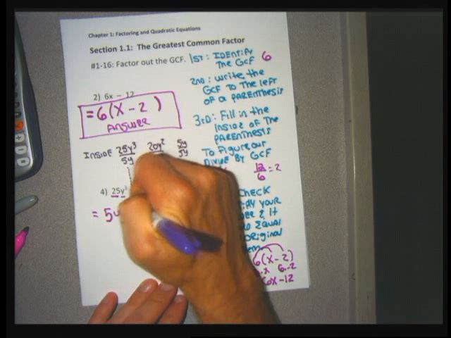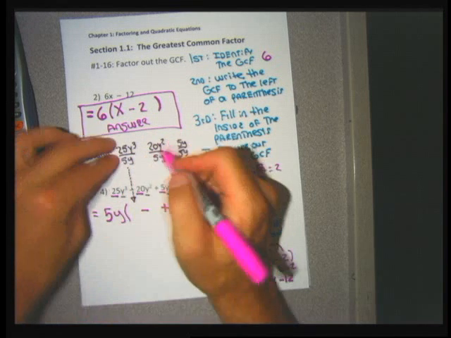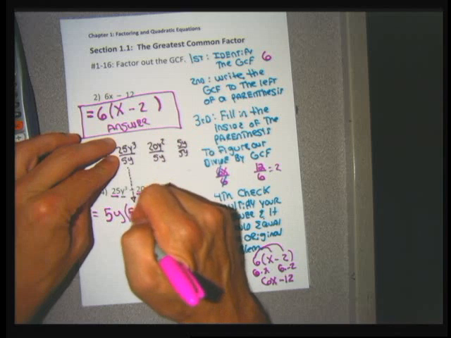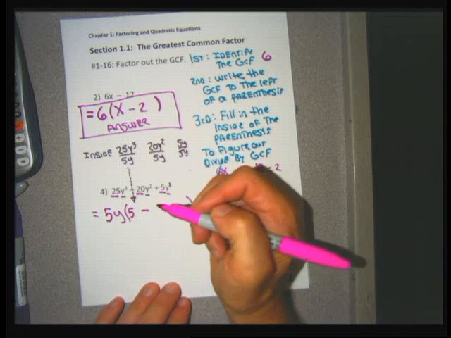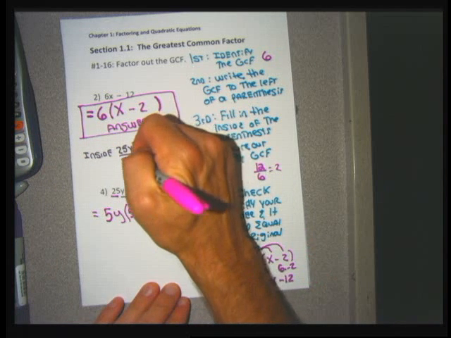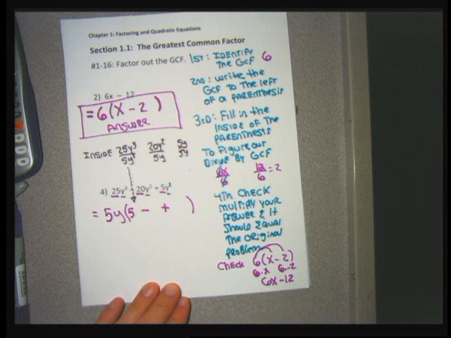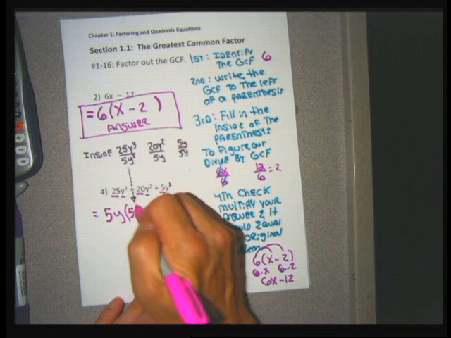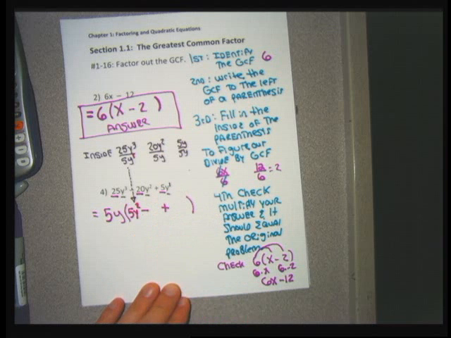This division, I go 25 divided by 5 is 5. And on the y's, I subtract the exponents. There's 3 y's in the numerator. There's an implied 1 for the exponent in the denominator. And then I'm going to get y to the second power for the letter for the first term.